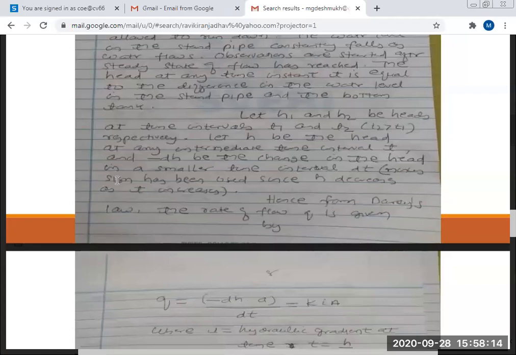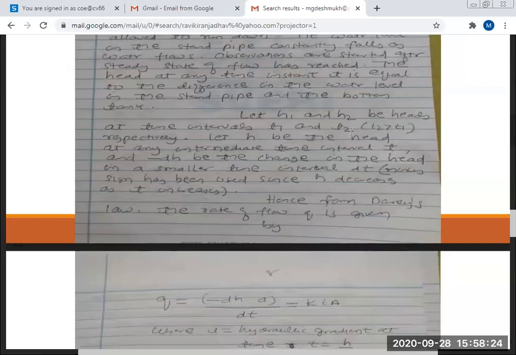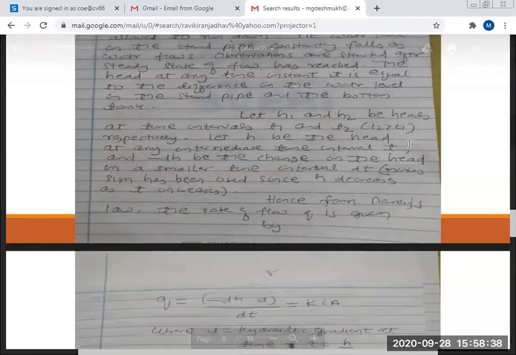Let H1 and H2 be the heads at time intervals T1 and T2 respectively. मतलब time interval T1 पर H1 height है और T2 पर H2 height है. मतलब शुरू में आप time लगाओ, 5 minutes के बाद what is the height? That is H1. 10 minutes के बाद what is the height? That is H2. Remember here T2 is greater than T1. Automatically जो हम बाद में लेते हैं उसका time ज़्यादा रहता.